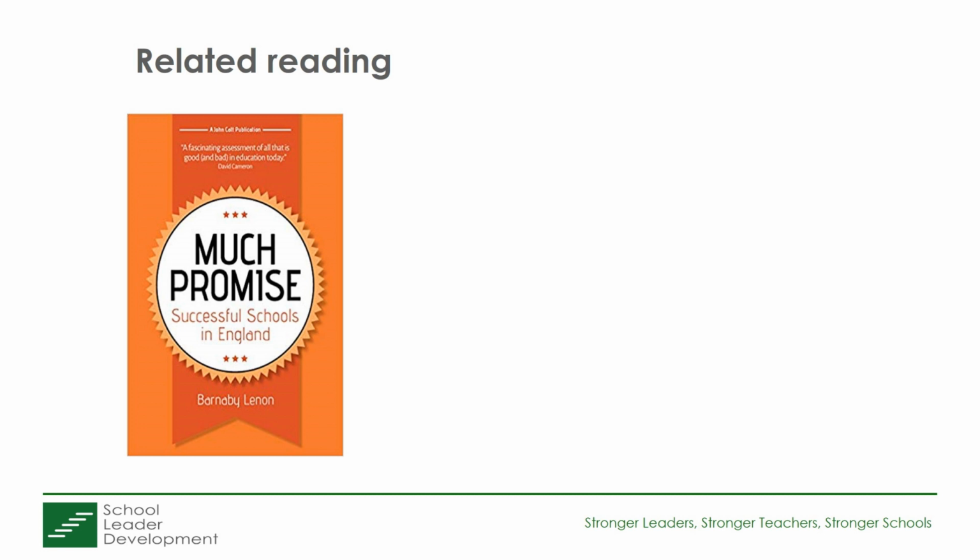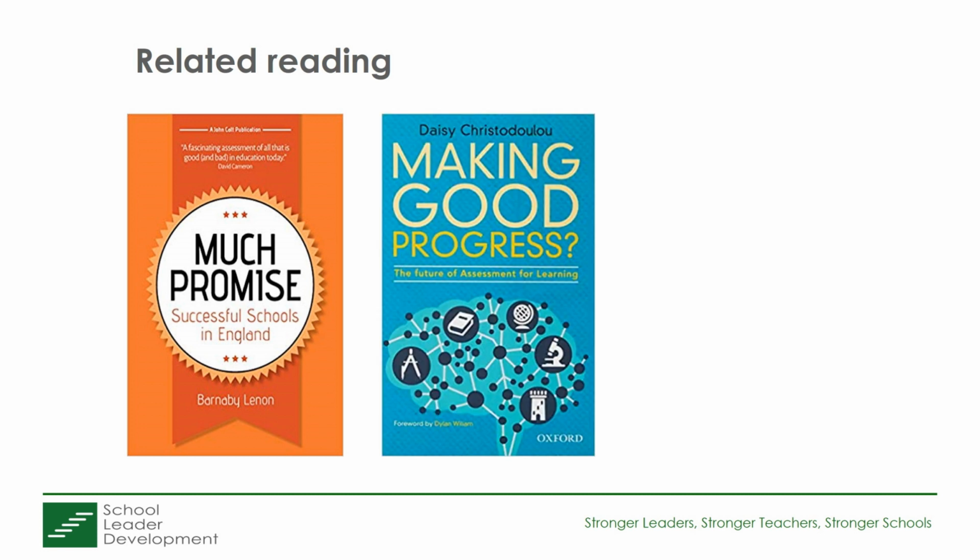The second book is Daisy Christodoulou's Making Good Progress. This is a really useful book for school leaders in providing a research-informed examination of formative assessment practices that analyses the impact assessment for learning has had in our classrooms. Making Good Progress outlines practical recommendations and support that primary and secondary teachers can follow in order to achieve the most effective classroom-based approach to ongoing assessment.